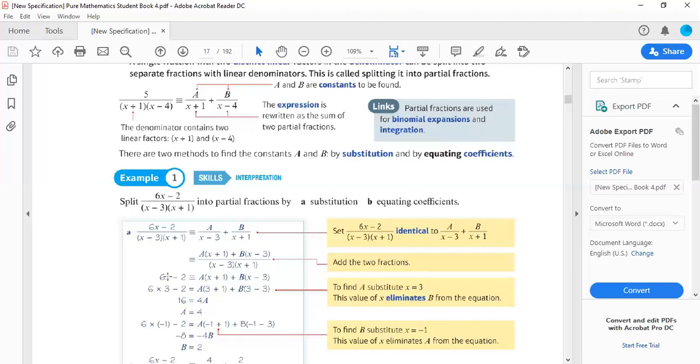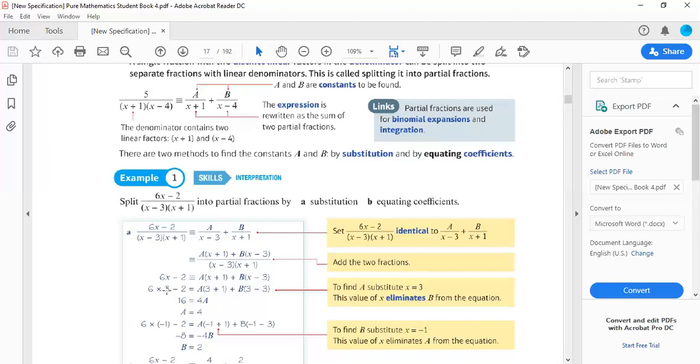So if we want to find a, at first we make the b term 0. If we substitute x equal 3, then 3 minus 3 gives 0, so the b term is 0. So now substituting x equal 3, the b term is 0, and 6 multiplied by 3 minus 2 gives 16, and 3 plus 1 gives 4a. So 16 equals 4a, a equals 4. How to find 4? 16 divided by 4 gives 4.